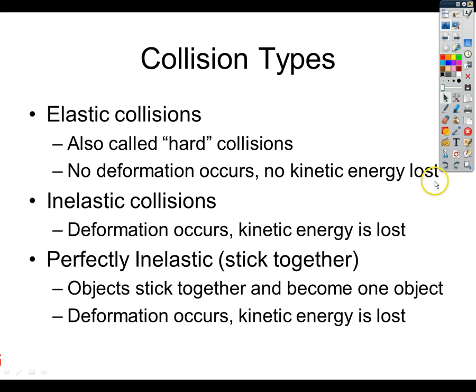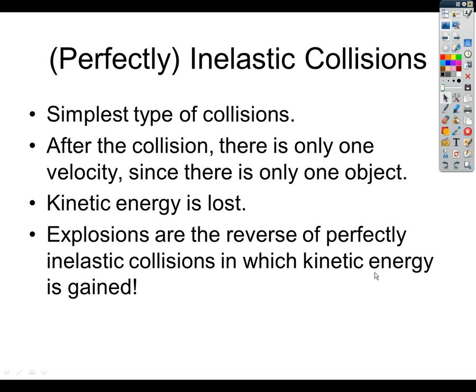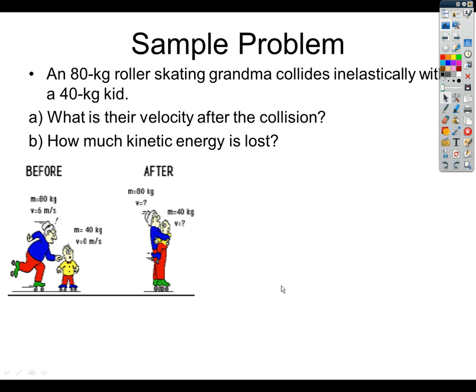Deformation does occur, and we do lose some kinetic energy here. Notice that no kinetic energy is lost in elastic, but in the inelastic we do lose some kinetic energy in each one. Perfectly inelastic collisions are the simplest type of collisions. After the collision, there's only one velocity since there's just one object. Kinetic energy is lost, as we said, and explosions are basically the reverse of a perfectly inelastic collision in which kinetic energy is gained. And you can kind of see that as we go through some of these example problems.